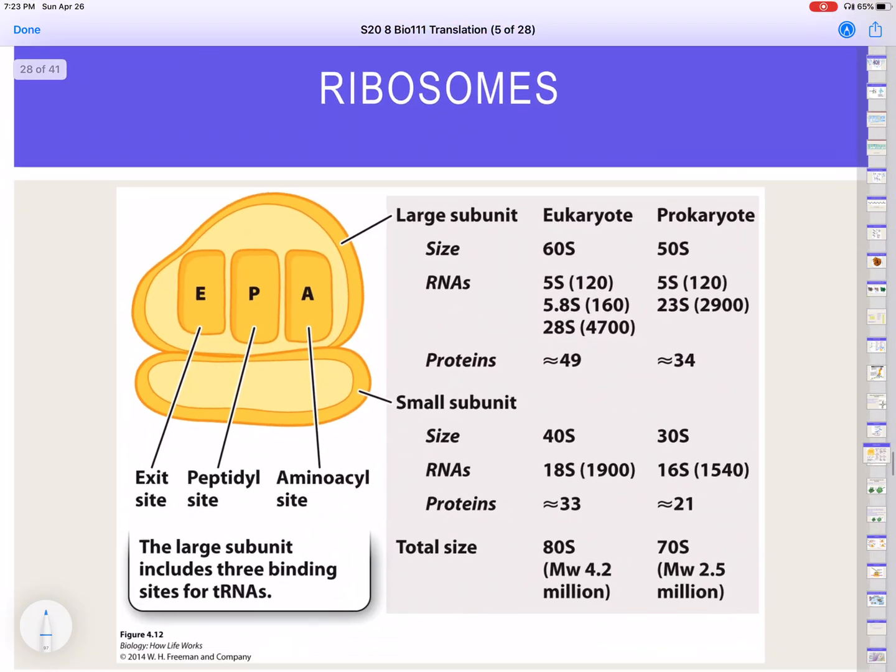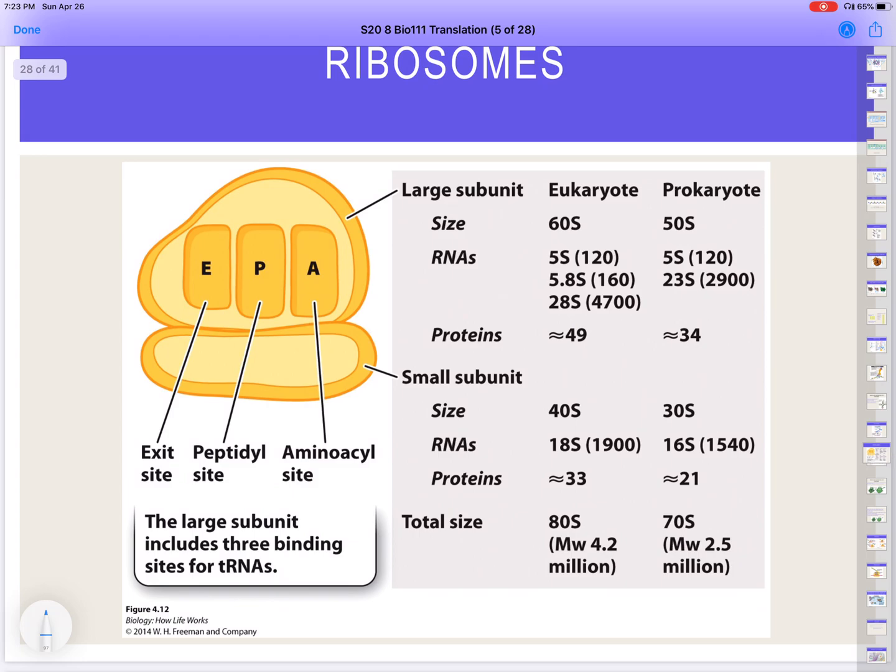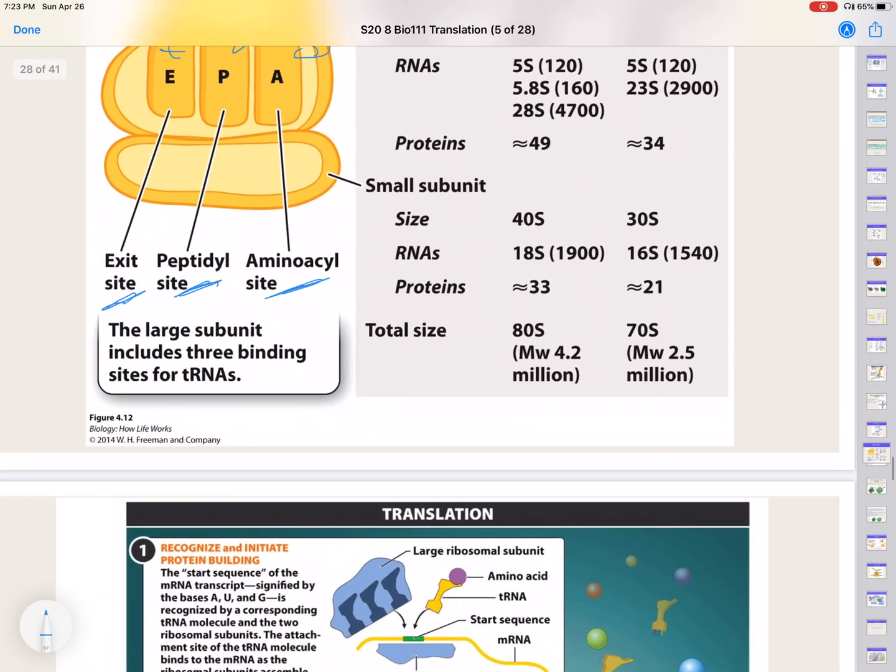All right, so that's the genetic code, and then here are the ribosomes. Ribosomes have three sites: an A site, a P site, and an E site, aminoacyl, peptidyl, and then the exit site. The A site are where things load on. The P site is where you get elongation of the chain, and the E site is the kind of allowing for the tRNAs to come off.